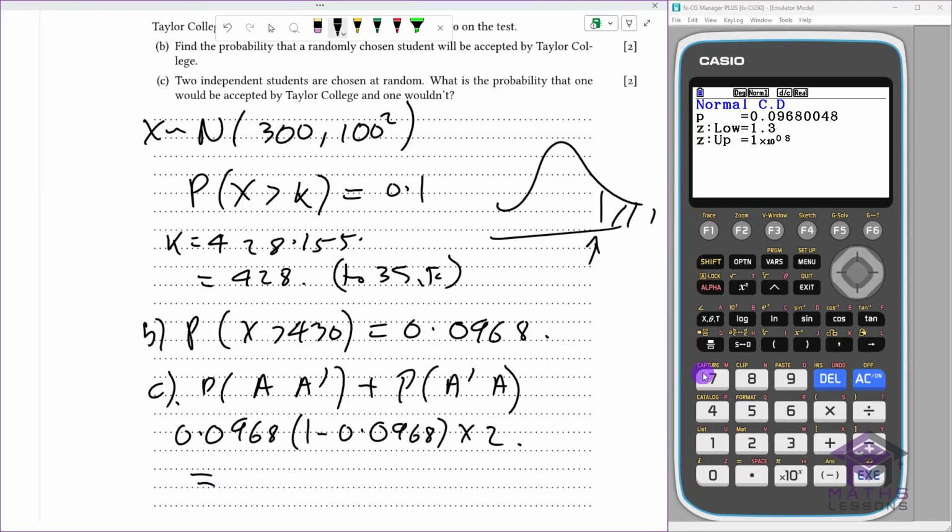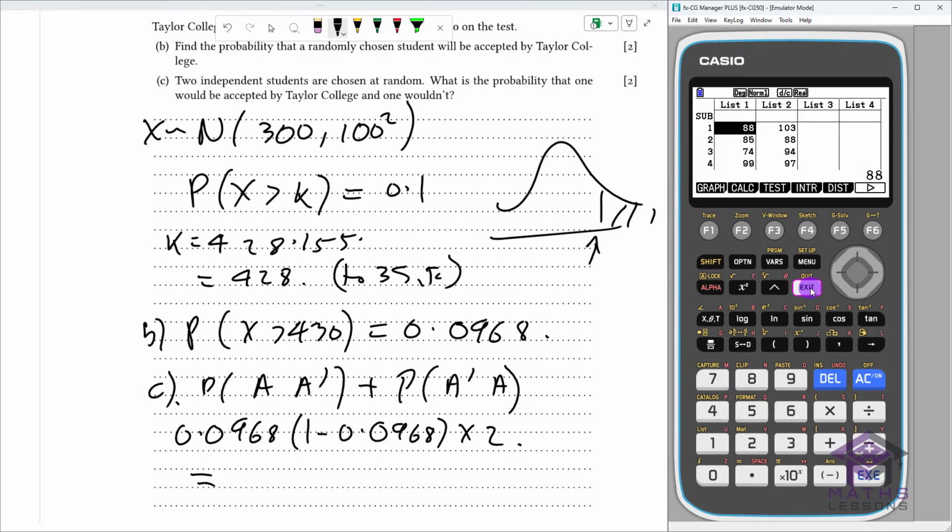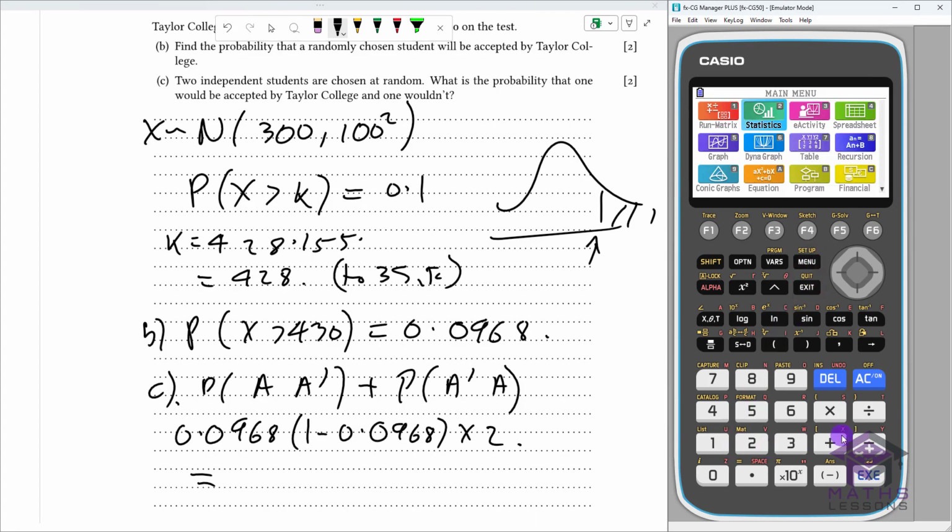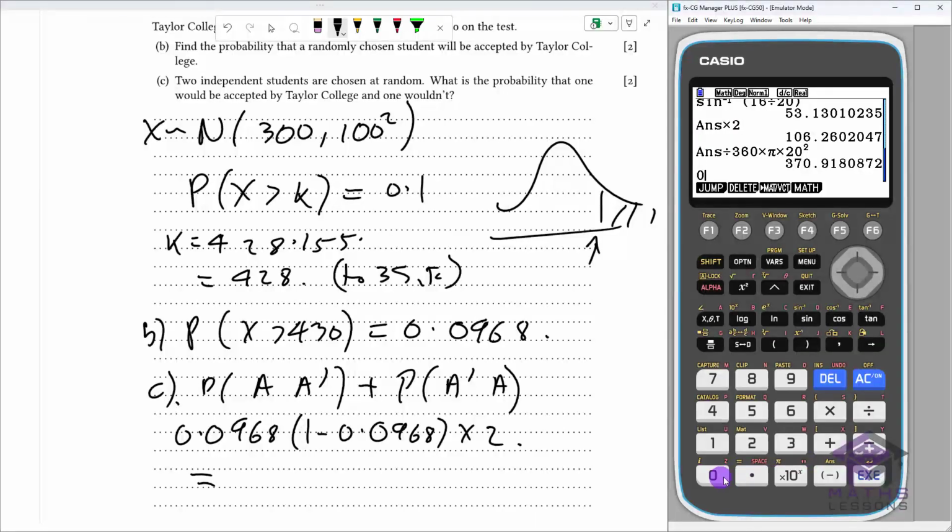So if we take our answer, 0.0968, and go menu 1, so we're going to do 0.0968.